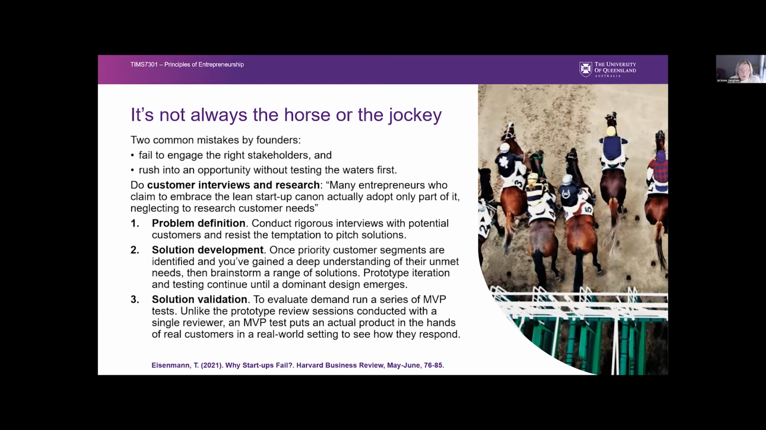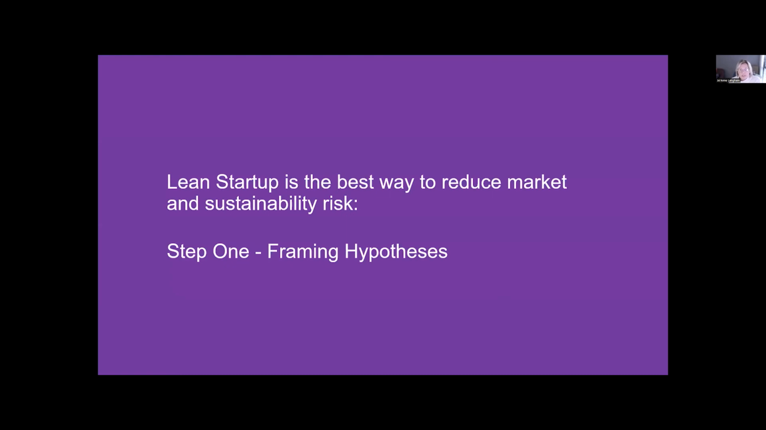Solution validation. To evaluate, run a series of MVP tests. Unlike the prototype review sessions, you want with the MVP to put a product in the hands of real customers and actually get them using the product to see how they feel about the product and also whether they would pay for it. So we'll just go through the steps now for each of the lean startup process.